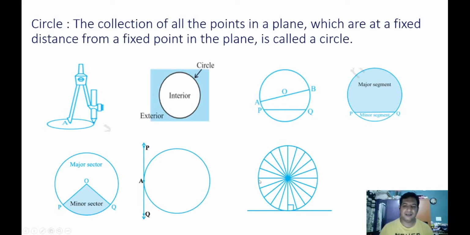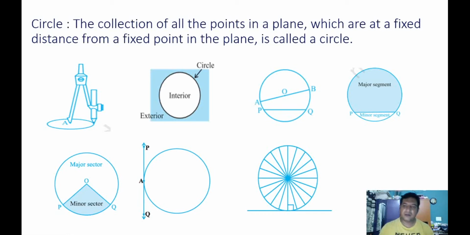It's the length of a circle, which is also represented by 2 pi r. We'll get back to the formula part later on. So AB is the diameter of the circle, OB is the radius of the circle, PQ here is called the chord of the circle. It's a line segment drawn inside the circle, which has the two ends of the line segment on the circumference of the circle.